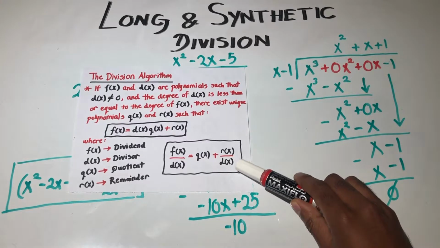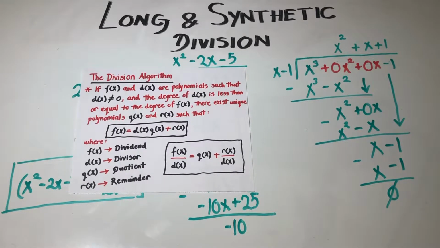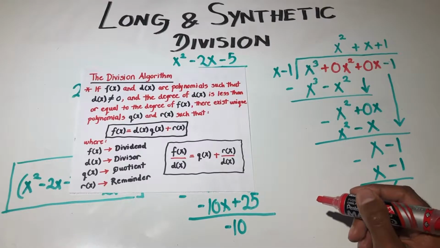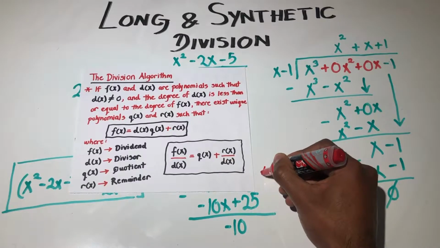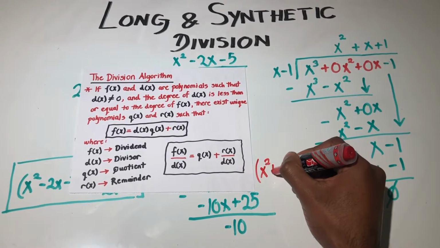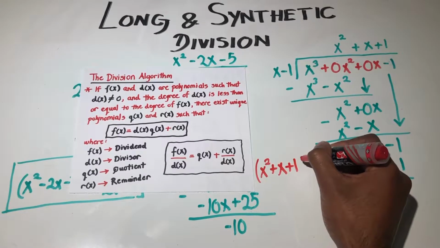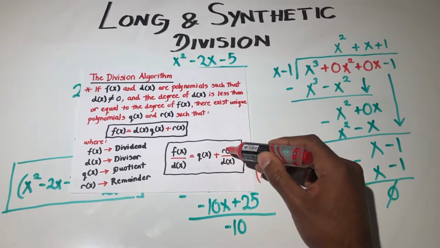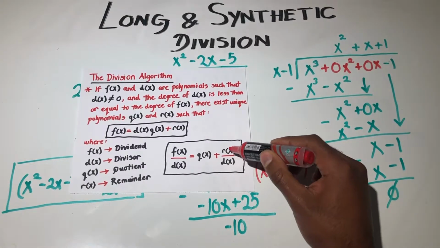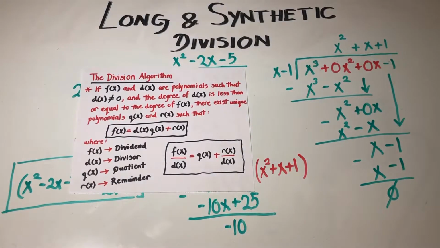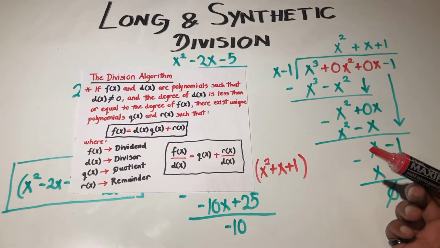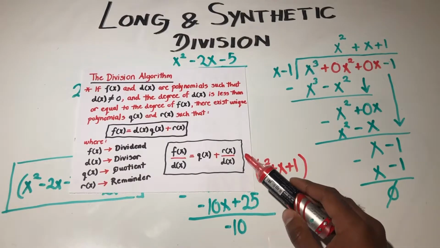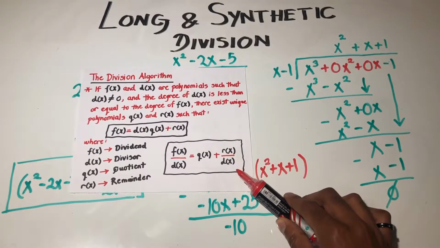So if we go ahead and write our answer in this form, we have the quotient, which is x squared plus x plus 1, plus r of x over d of x. Well, we don't have a remainder here, so we don't have to write that. And we can't have 0 over d of x, so we don't write that at all. So sometimes this tells you that you can't really write answers in this form.